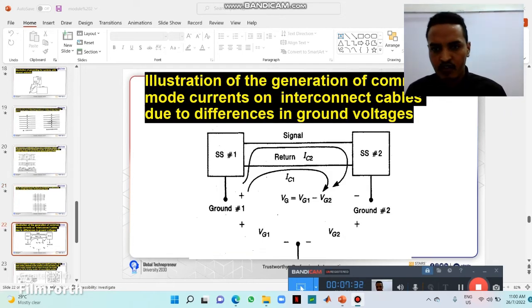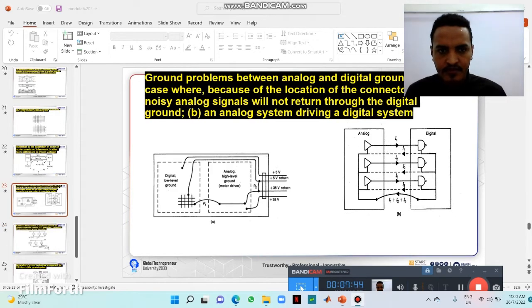This is an illustration of the generation of common mode current on an interconnect cable due to different ground voltage. This is ground 1 and this is ground 2 and this is the return. Ground problems between analog and digital: in this case, because of the location of the connector, the noise analog signal will not return through the digital ground analog system. This is an analog and this is a digital, low level analog, high level ground in a motor driver.